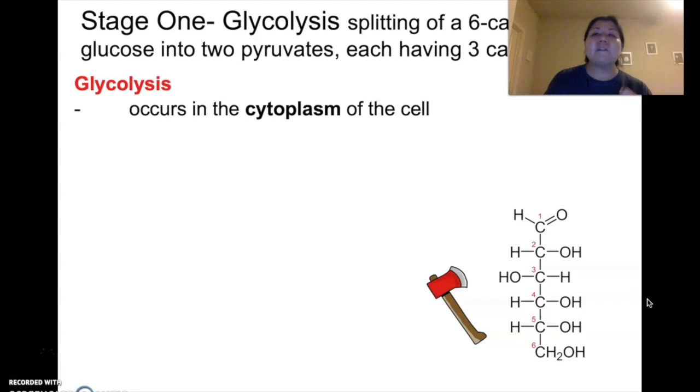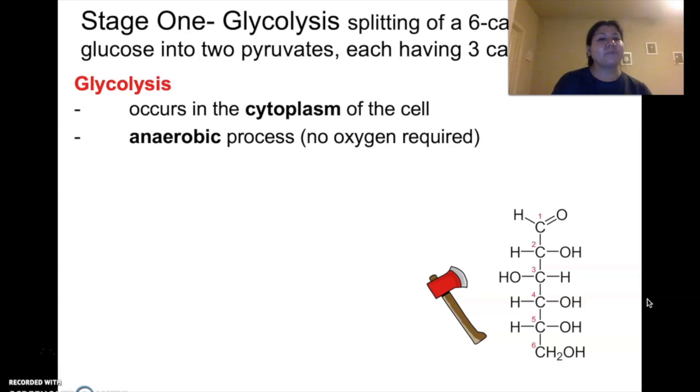So the reason why all of the organisms in the world do this is because it occurs in the cytoplasm of the cell. It's not in the mitochondria, so you don't need mitochondria to do this step. It'll be in the cytoplasm. So it's an anaerobic process. You don't need oxygen. So that's why certain bacteria, and organisms that don't breathe oxygen can do this.